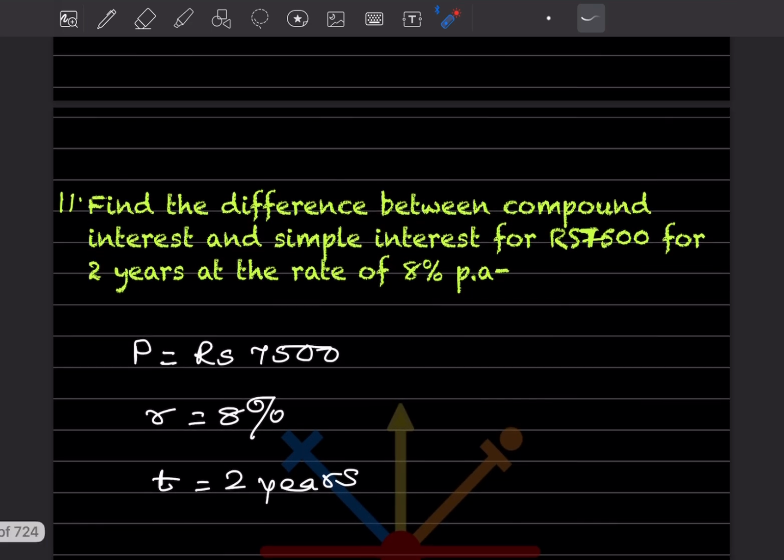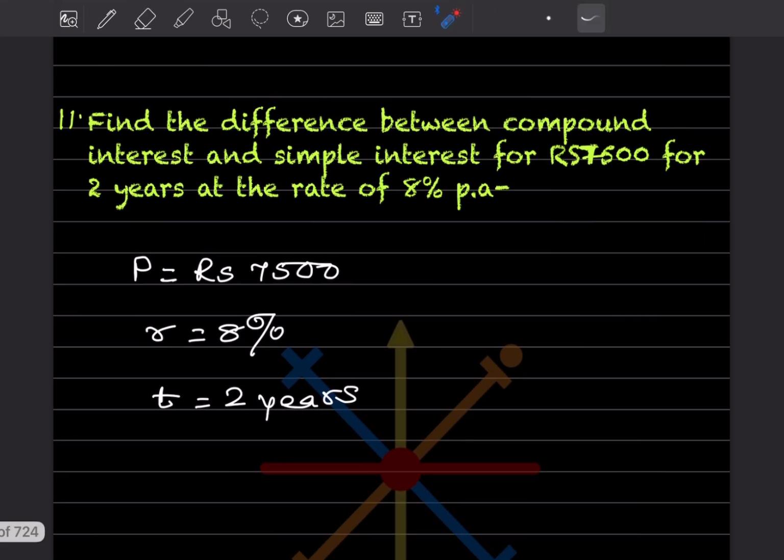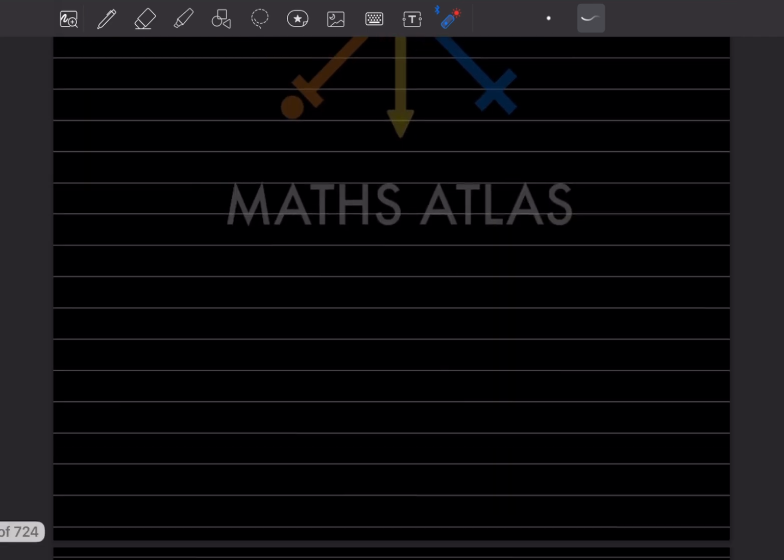Here again, the same: find the difference between the compound interest and simple interest for rupees 7,500 for 2 years at the rate of 8% per annum. It's the same, so I haven't done this one. Only the given things are written here. You can just refer to the previous problem. Only the principal, the rate of interest and the number of years are different. Everything else is the same.